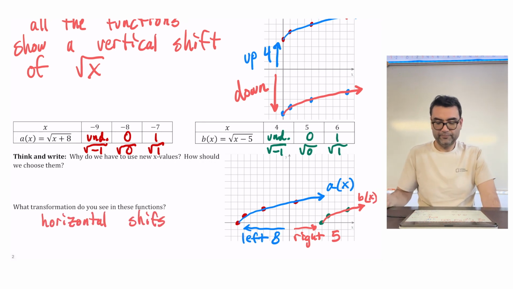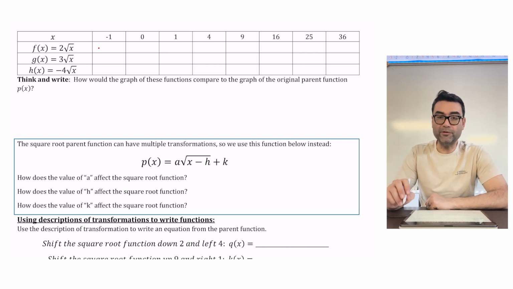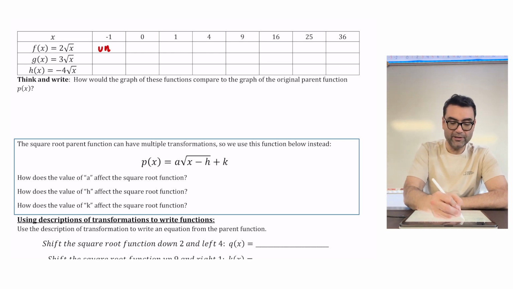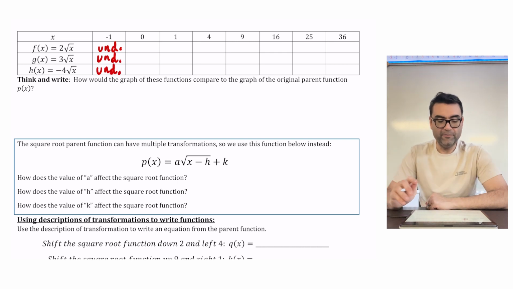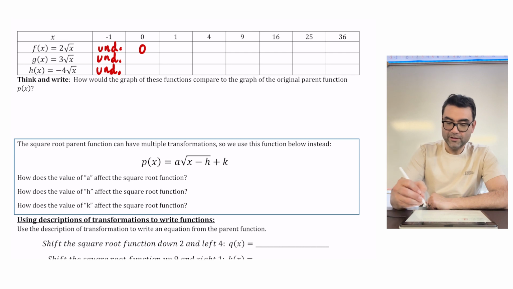Okay, we have another table where we're going to look at what happens when you multiply a factor by your parent function. So all of these square roots begin with an x value of -1, and this is just to reiterate the point that the square root of a negative value is undefined, so all of these will be undefined, because you cannot take the square root of a negative when you're looking at a real function. Okay, so the square root of 0 is always 0. So all of these will also be 0. So 0 times 2 is 0. 0 times 3 is 0. And 0 times -4 is still 0.